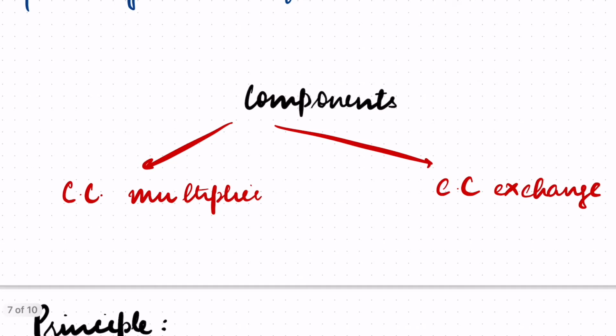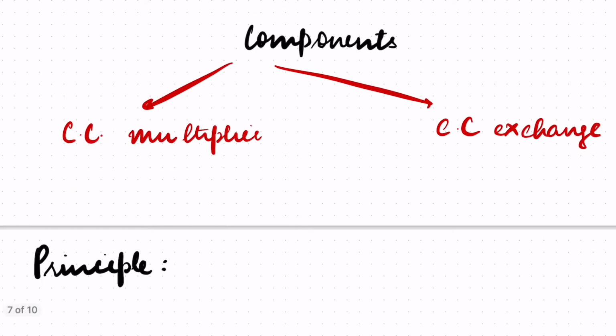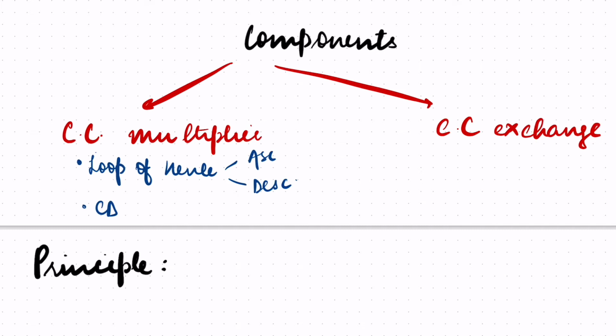Now there are 2 components of this counter current mechanism. First one is the counter current multiplier and another is the counter current exchange. We'll talk about it. You just have to remember, in the counter current multiplier, there is the loop of Henle. You know that it's ascending as well as descending limb and the collecting duct. So these act as counter current multipliers, whereas the Vasa recta acts as counter current exchanger.